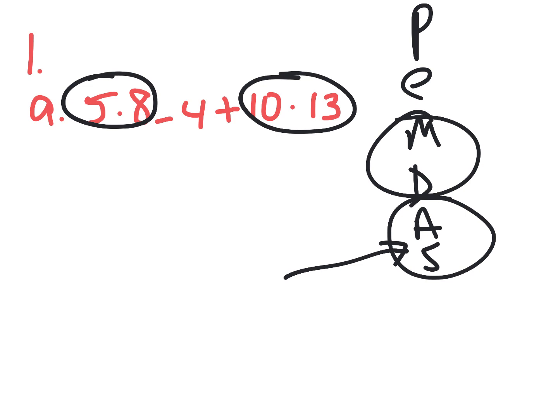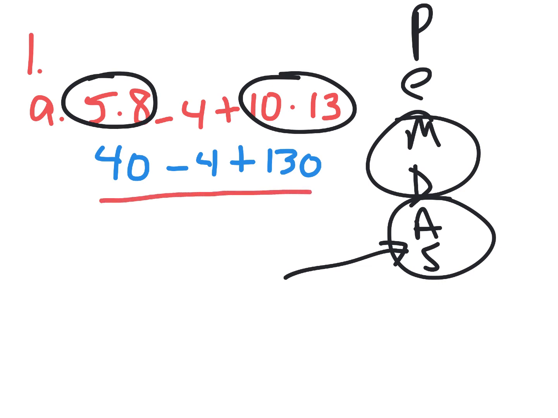You're going to be just naturally careful. We'll try to do that in math. 5 times 8 is 40. Minus 4 plus, I'm doing my times. 10 times 13 is 130. I can do it in my head because it's just timesing by 10. I move the decimal over. Now, can I just do it in any order I want? No. Add and subtract are tied. You have to go left to right.